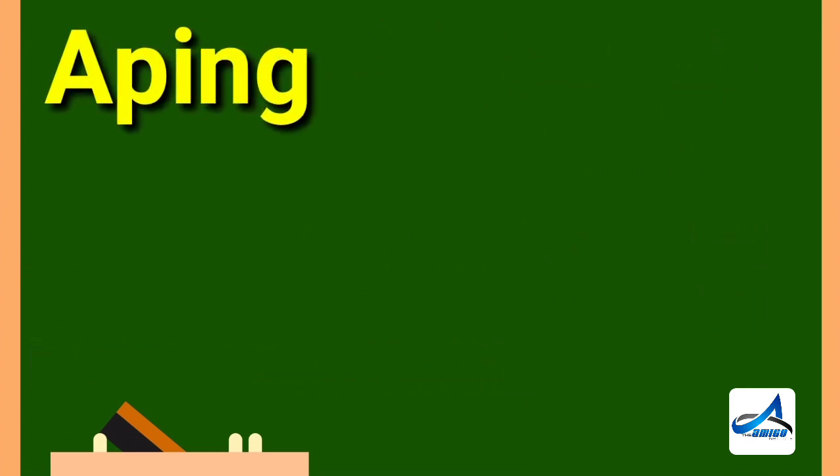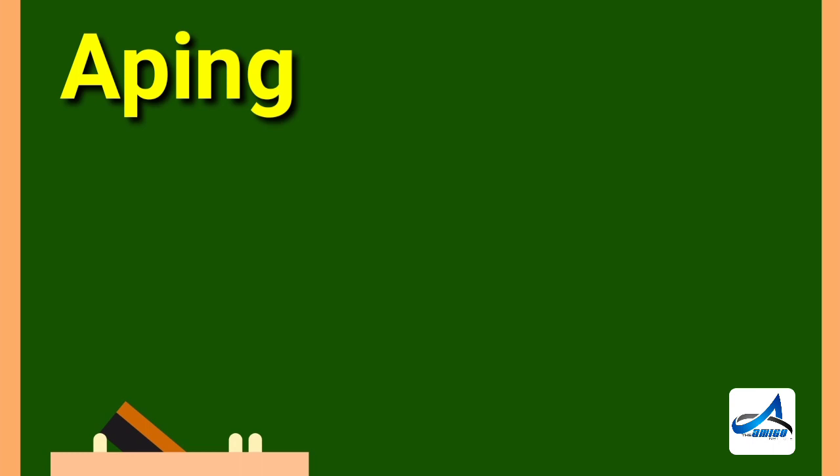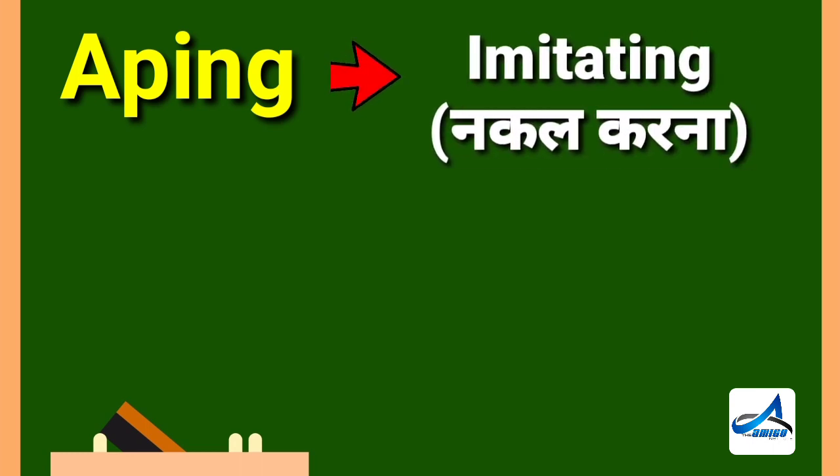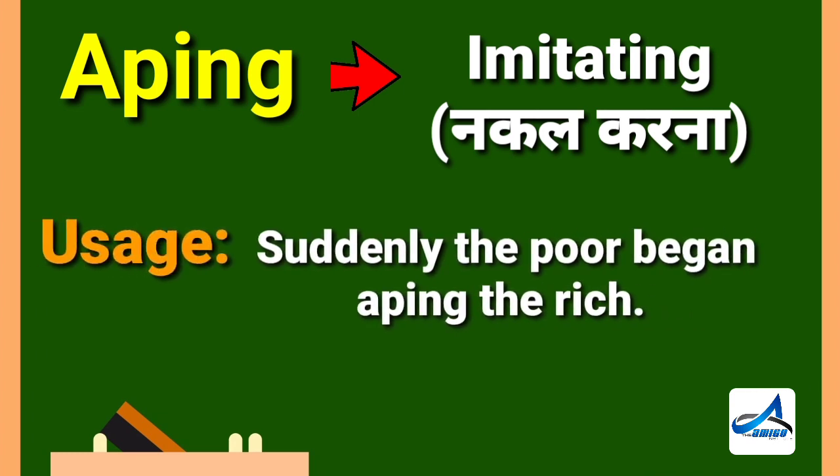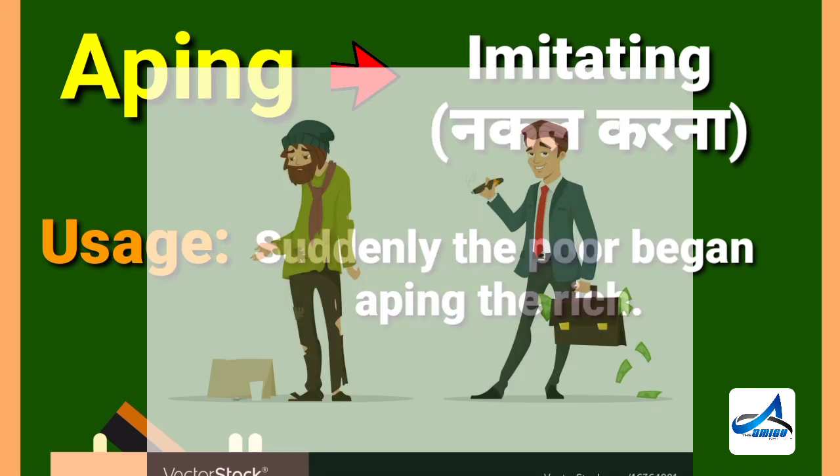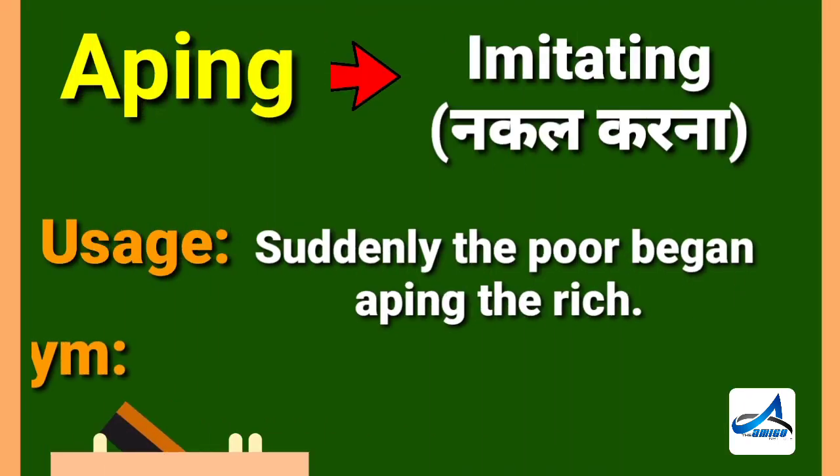Look at our next word, aping. Aping means imitating. Its Hindi meaning is nakal karna. Now look at its sentence. Suddenly the poor begin aping the rich. Its synonym is mimic.